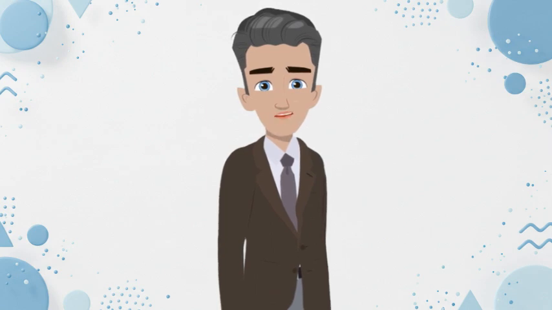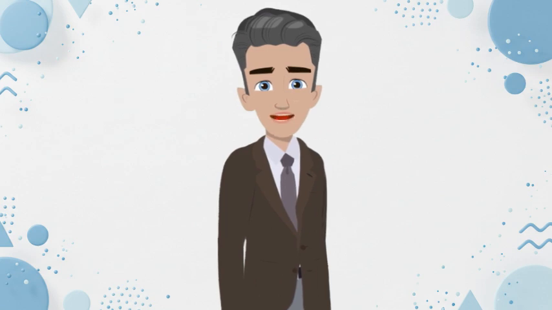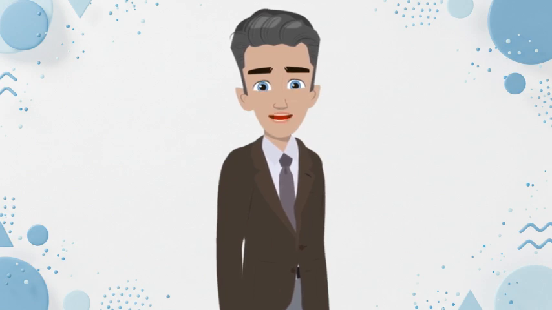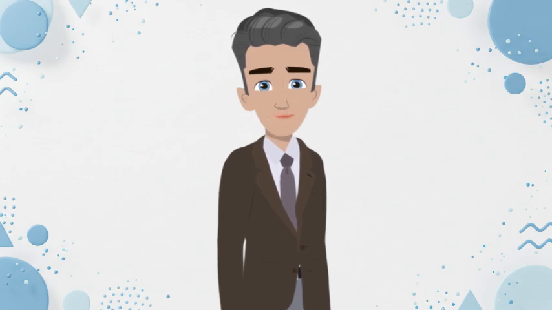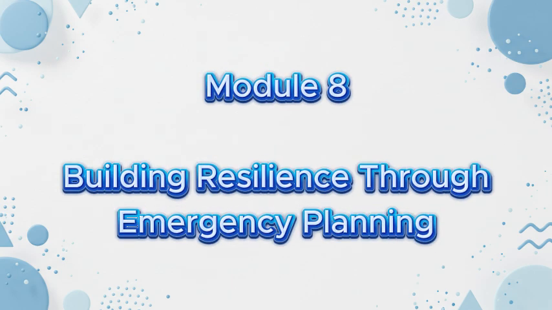Great job completing Module 7. You now understand your tax obligations as a small business owner, learned about valuable deductions and credits, explored how to work with accountants or tax professionals, and discovered how to stay compliant with local and federal regulations. In the next module, we'll focus on building resilience through emergency planning, a crucial step in preparing your business for unexpected challenges. Module 8, Building Resilience Through Emergency Planning.